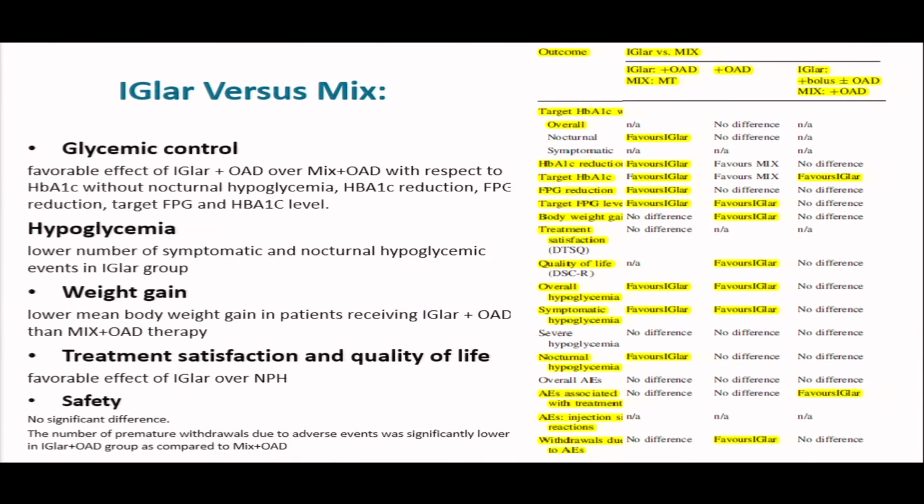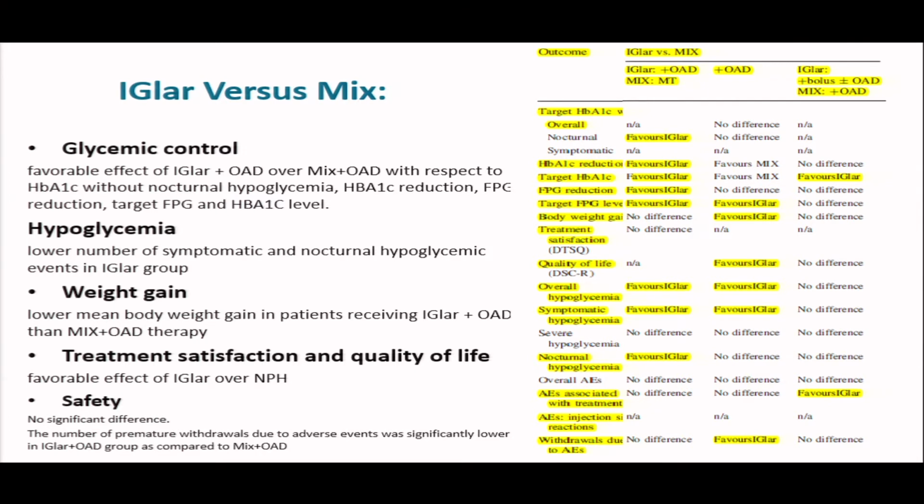Let's look at insulin glargine versus premix in terms of glycemic control. There was demonstrated to be a favorable effect of insulin glargine and orals over premix and orals with respect to A1C without nocturnal hypos, A1C reduction in general, fasting plasma glucose reduction, target fasting plasma glucose attainment, and hemoglobin A1C target levels. There were lower numbers of symptomatic and nocturnal hypoglycemic events in the glargine group as opposed to the premix group. In terms of weight gain, there was a lower mean body weight gain in patients receiving insulin glargine and orals versus premix and orals.